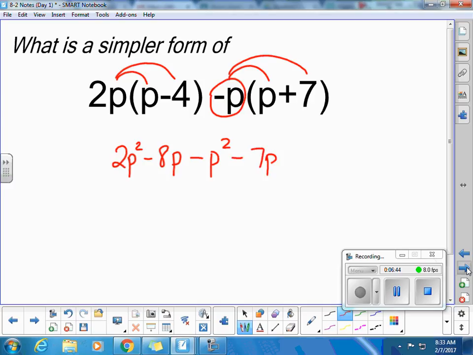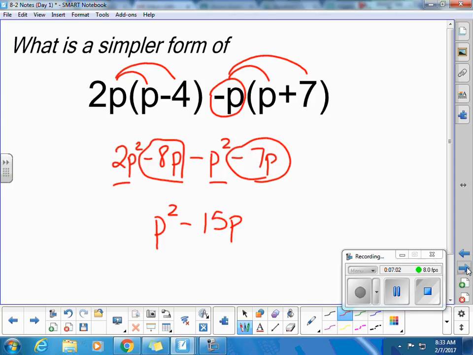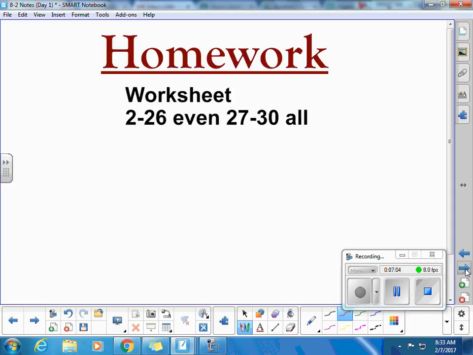See if we have any like terms to combine, which we do. There's 2p squared and negative p squared. So we have a p squared. And negative 8p, negative 7p, so minus 15p. So that is it for this section.